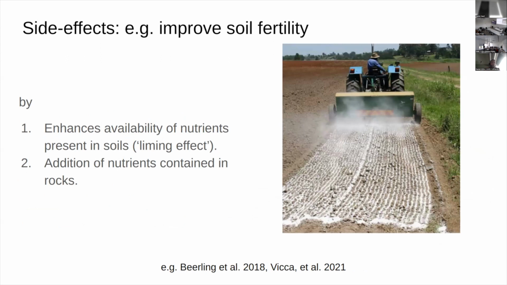On top of that, it has side effects. One of them is it improves soil fertility. On the one hand, if you add rocks to the soils, some rocks like basalt contain potassium or phosphorus. And on the other hand, they also have some kind of liming effect by which they can enhance the availability of nutrients already present in the soil, but not directly bioavailable. So it overall improves soil fertility. So it's an incentive for farmers to apply this technology on their fields so they can reduce their fertilizers and also cash in some money if they get money for reducing carbon dioxide from the atmosphere.